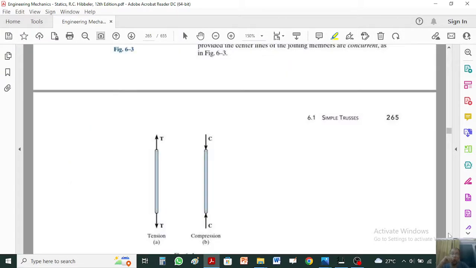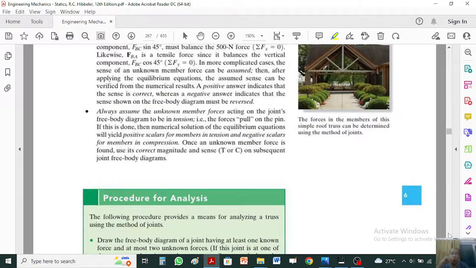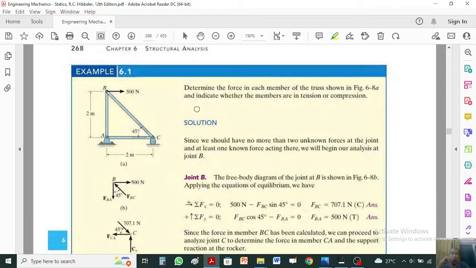Let's do a simulation. Determine the forces in each member of the truss shown and indicate whether the members are in tension or compression. AB is 2 meters long, BC is 2 meters long, and AC is 2 meters long. This AC will be at 45 degrees. This is the 500 Newton load. Our task is to calculate the force in AB, the force in BC, the force in AC, the roller reaction force, and the pin support reactive force.